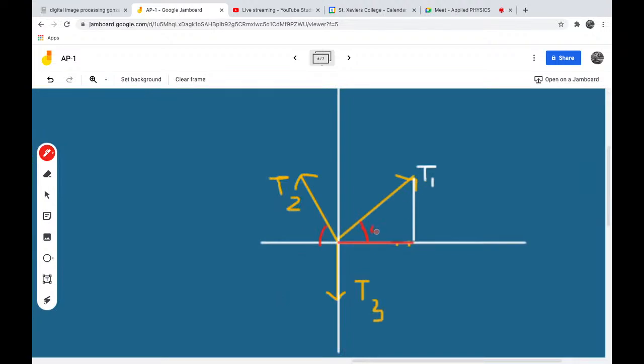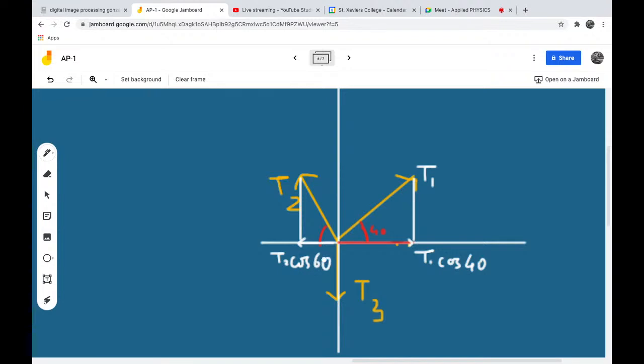Now this angle is 40, so this component becomes, as you can guess, T1 cos 40. And if you drop a perpendicular here, then this becomes T2 cos 60.